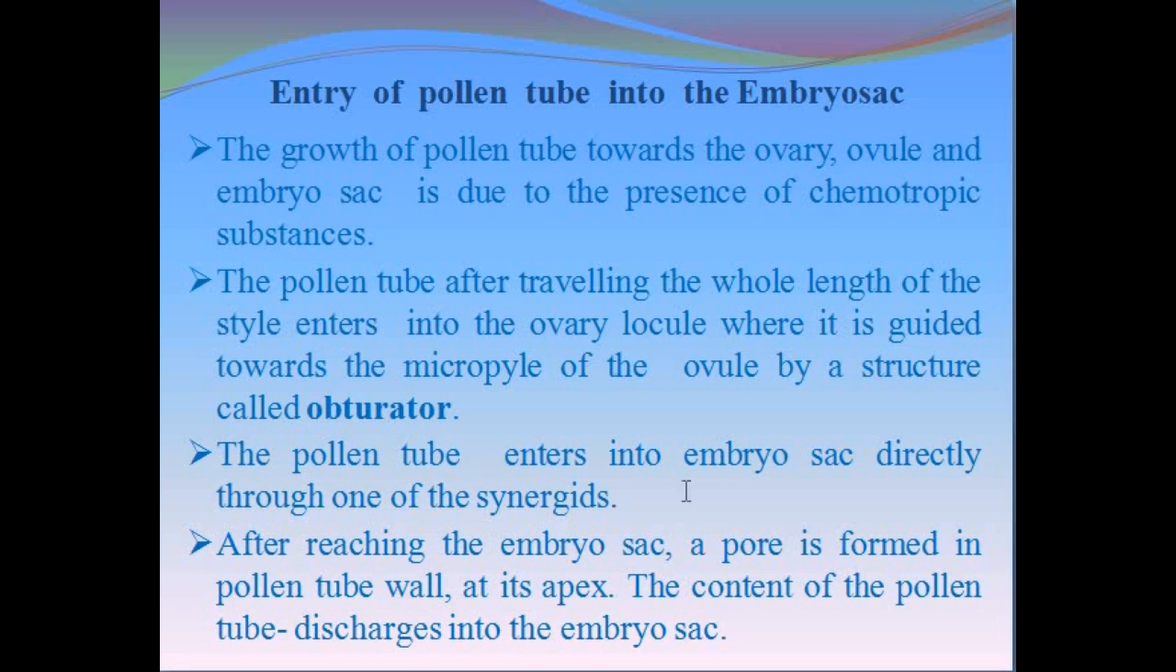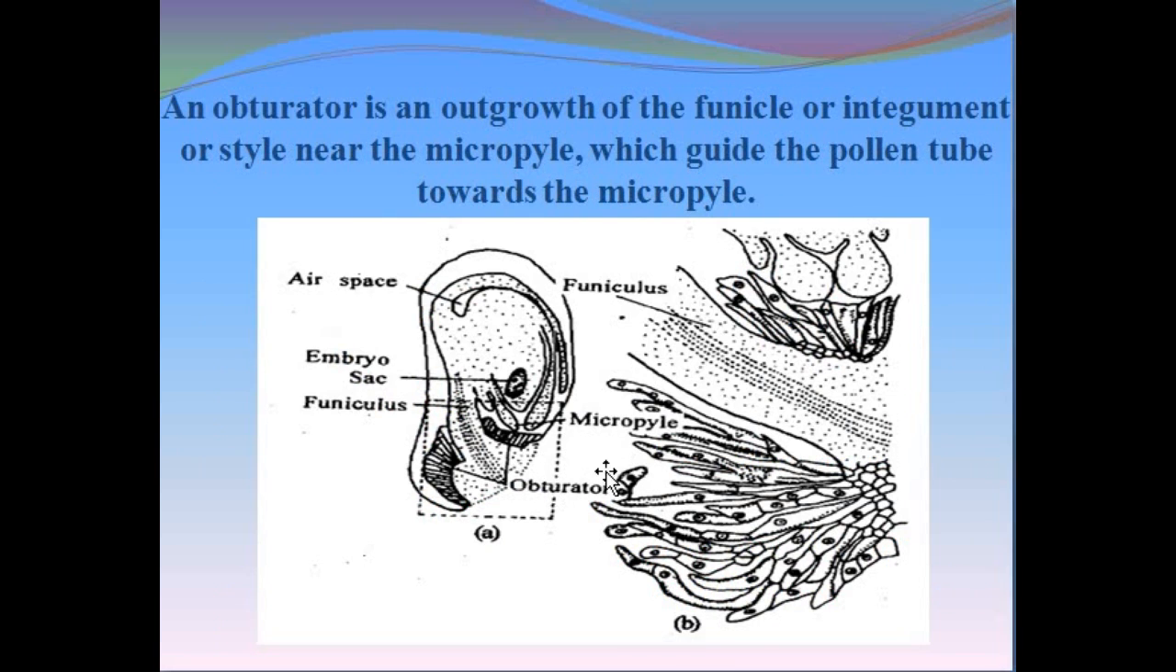The pollen tube enters the embryo sac directly through one of the synergids. After reaching the embryo sac, a pore is formed in the pollen tube wall at its tip. The contents of the whole pollen tube are discharged into the embryo sac. In this slide, we can observe a special outgrowth at the funicle region called obturator. An obturator is an outgrowth of funicle or integument or style near the micropyle which guides the pollen tube towards the micropyle region of the ovule.